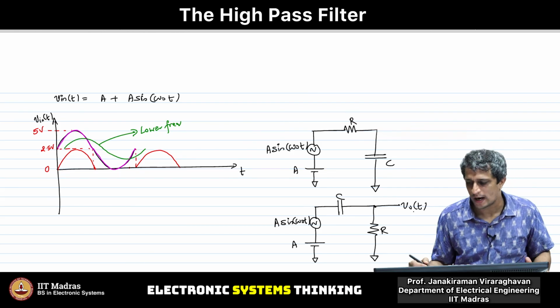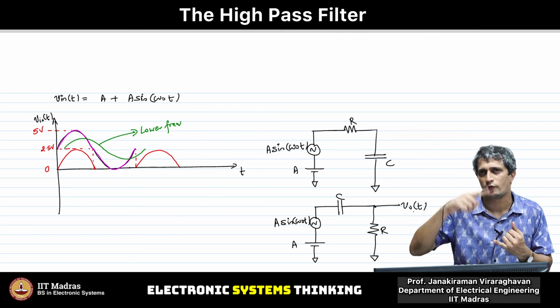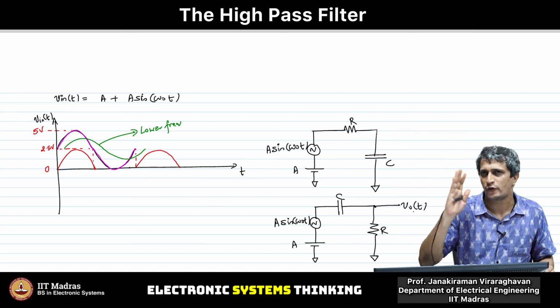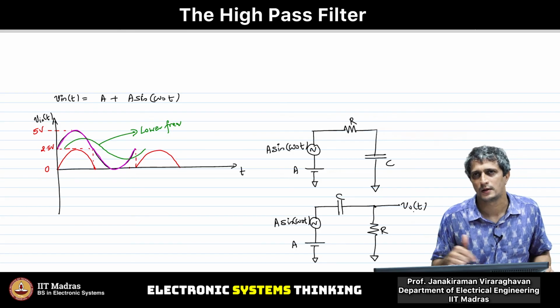So go ahead, get the high pass filter working so that you get a full, rail to rail voltage swing, 0 to 5 volt. Fix your circuit and analyze it and understand how to get it working. Okay, thank you.